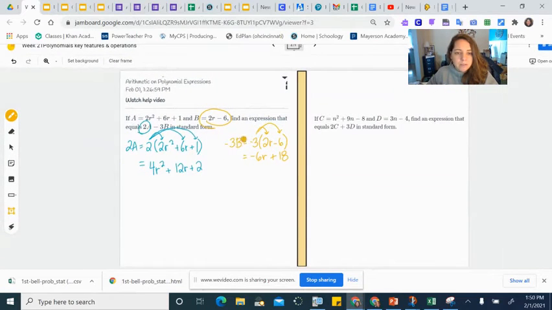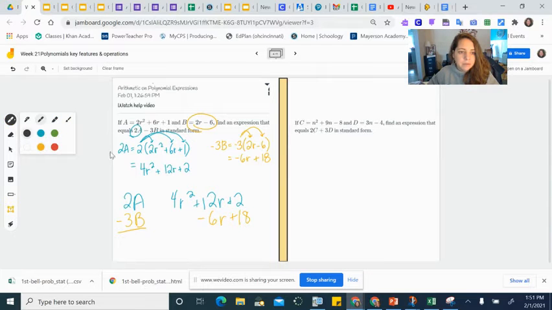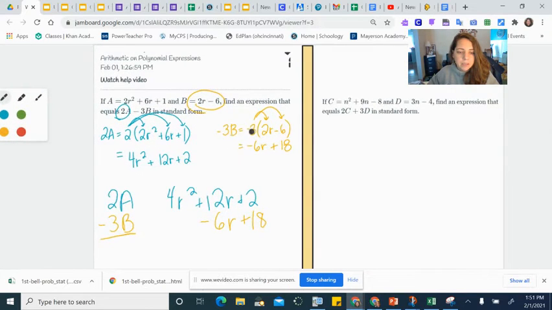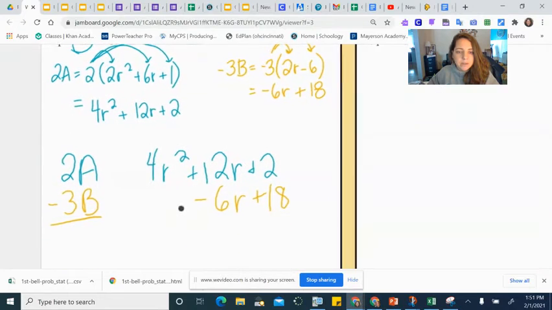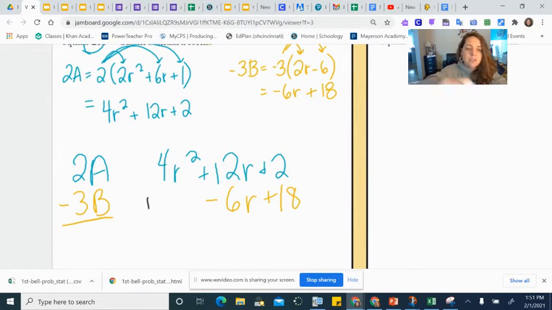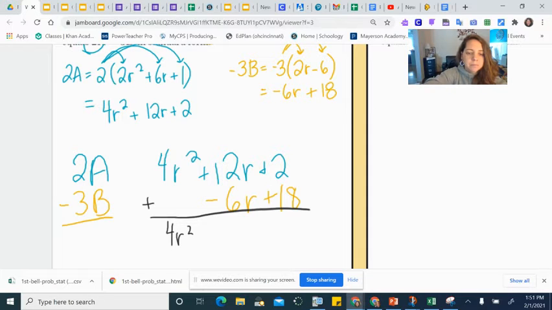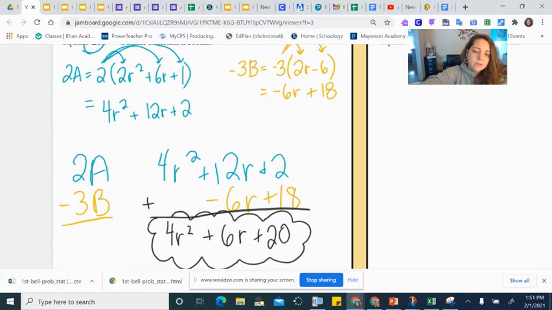Okay, so now I've got my 2A and my negative 3B. Now I can combine my like terms together. And then I'm going to combine the two together. And since I already changed the sign here, I already did my negative in there, I don't have to worry about putting another negative in. I can just add this. 12R plus a negative 6 is 6R. 2 plus 18 is 20. And there is my answer.